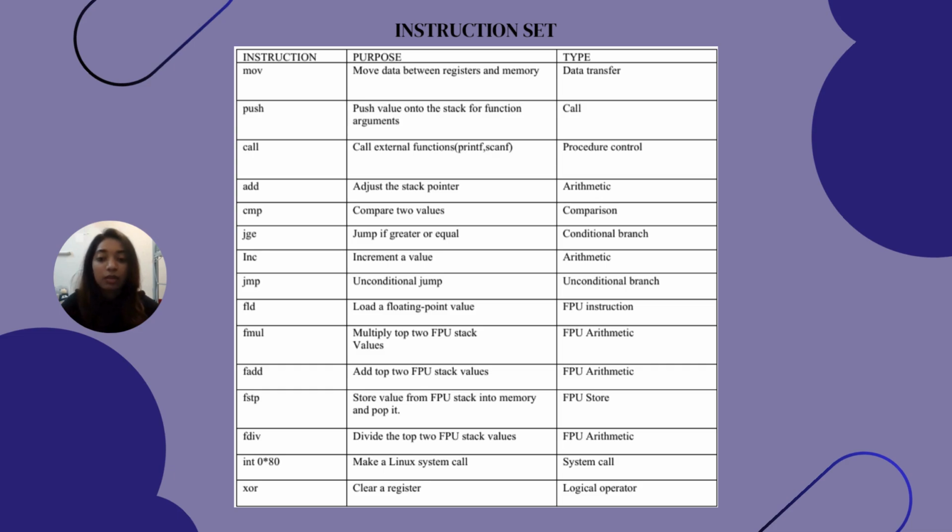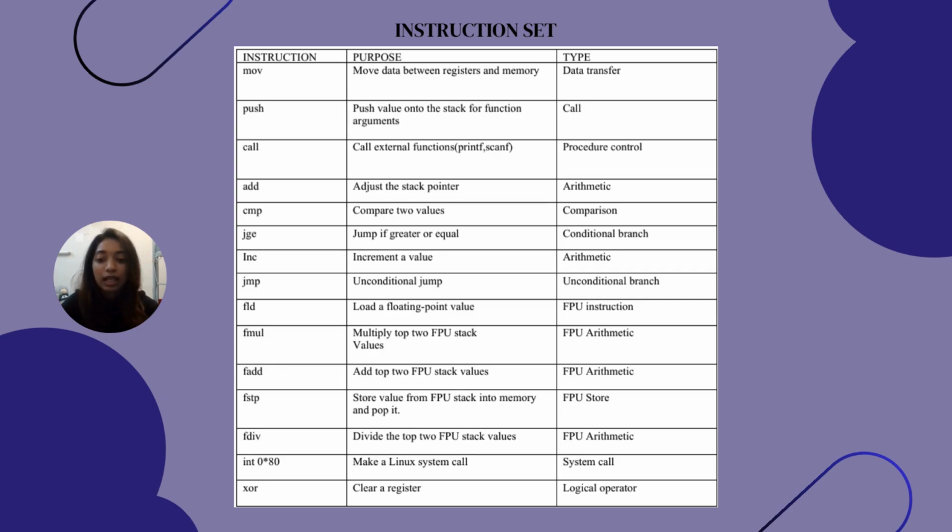Next is FMUL. This is to multiply the top two FPU stack values. We are using FPU arithmetic. And then FADD to add the top two FPU stack values. We are using FPU arithmetic as well. The next one is FSTP. It is to store a value from the FPU stack into memory and pop it. We are using the FPU store type. The next one is FDIV, which divides the top two FPU stack values. We are using the FPU arithmetic type to solve this.